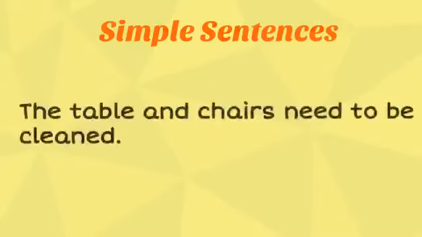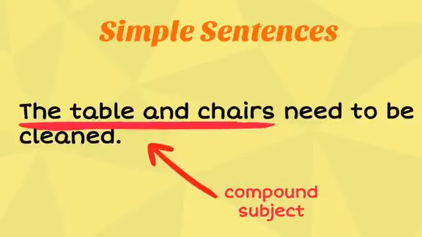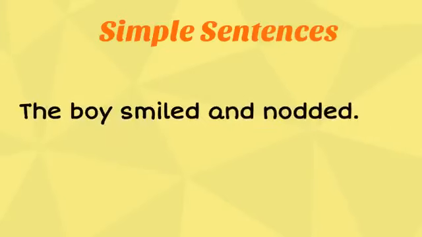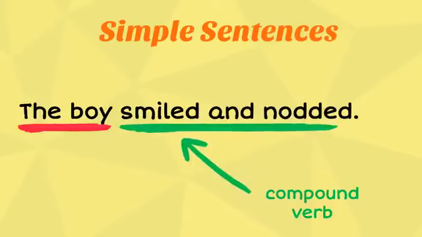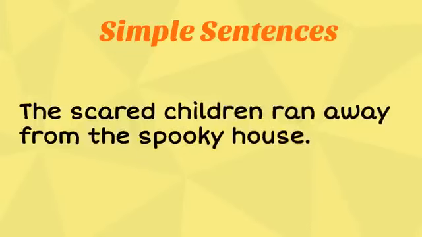Sometimes simple sentences have a compound subject, like in this sentence. The table and chairs need to be cleaned. Simple sentences can also have a compound verb. For example, the boy smiled and nodded. Here is another simple sentence. Even though it's longer, we know it's still a simple sentence because it has one subject and one verb.